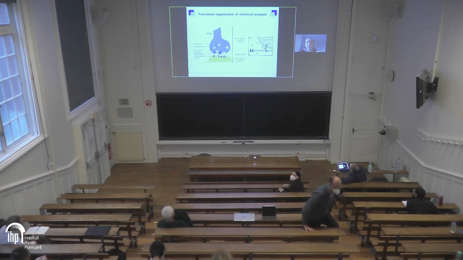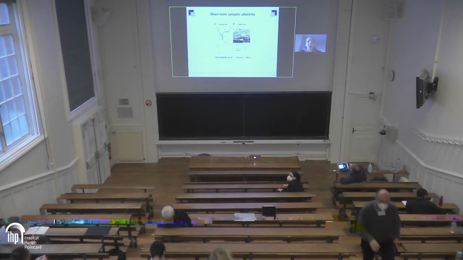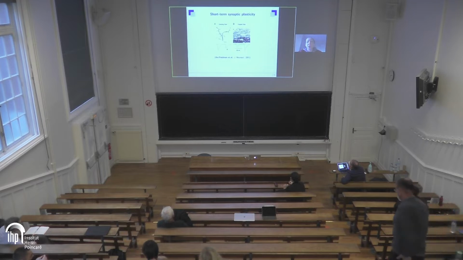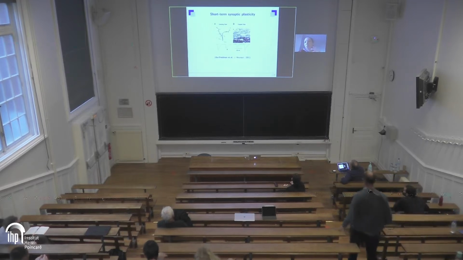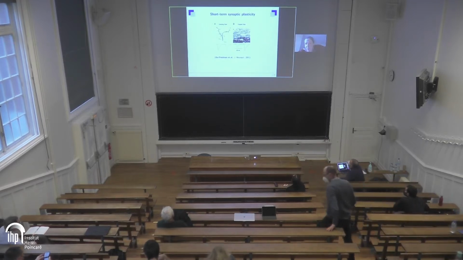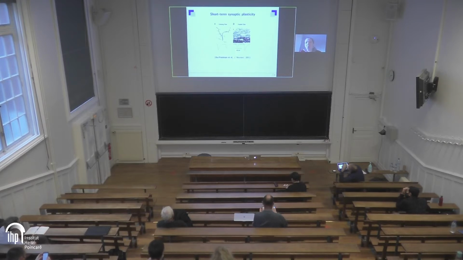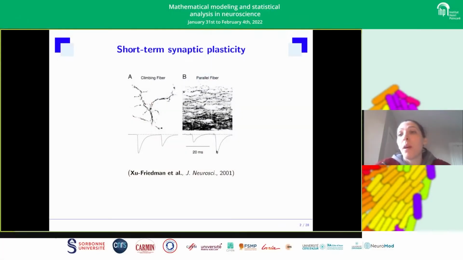So you have the first impulse that will lead to some vesicular release and some extra postsynaptic current, and then the second excitation, the second pulse, will lead to a smaller one. This is called synaptic depression. And if you look at the parallel fiber, it's showing exactly the opposite. It's showing some facilitation. After the first pulse, a postsynaptic current will be generated, and 20 milliseconds after, the second pulse would be bigger.